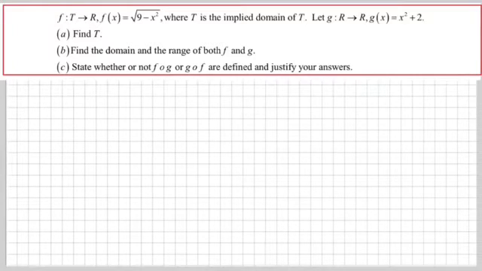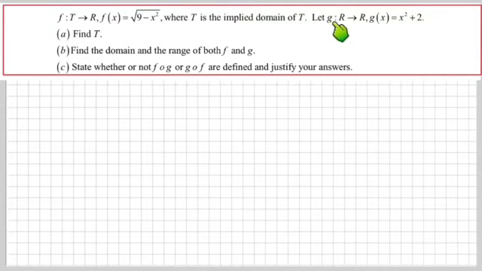We've got a function f such that T maps to the real numbers, where f of x is the positive square root of 9 minus x squared, guys. Do you recognise what that is? Because I'm about to tell you in a minute, so think about that. Where T is the implied domain of f. Sorry for the little boo-boo.